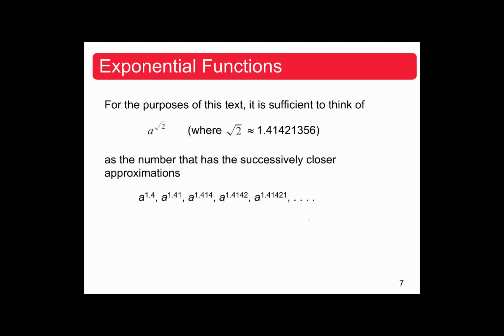Now a raised to radical 2. Radical 2 is approximately equal to 1.41421356. So basically we use this idea, moving the exponent as close as possible to this value, to estimate the answer for a raised to radical 2.